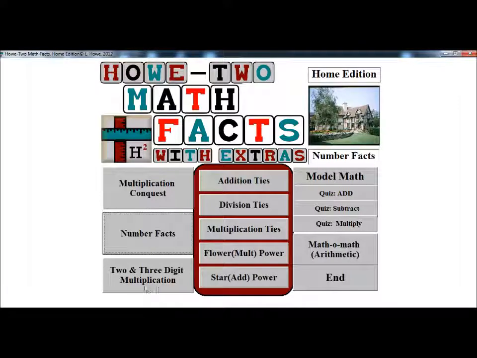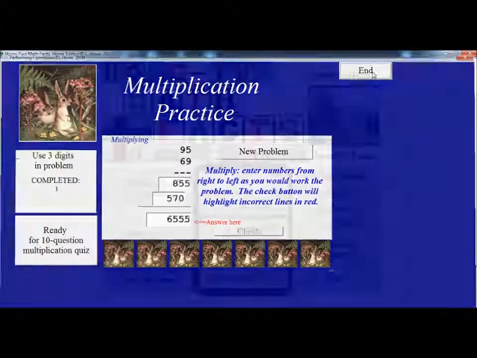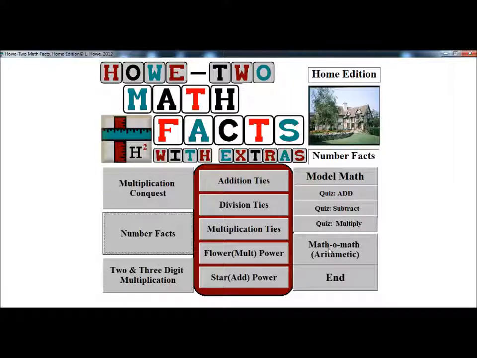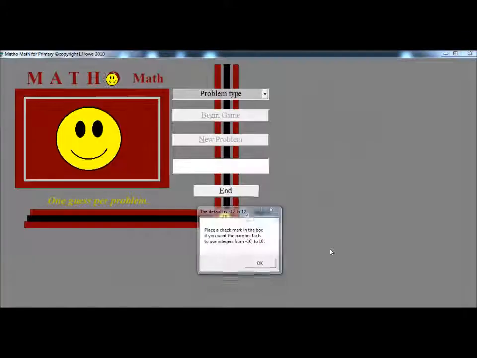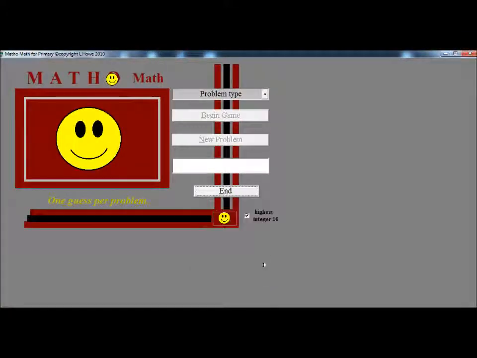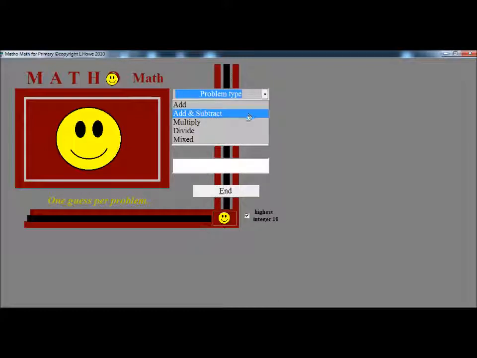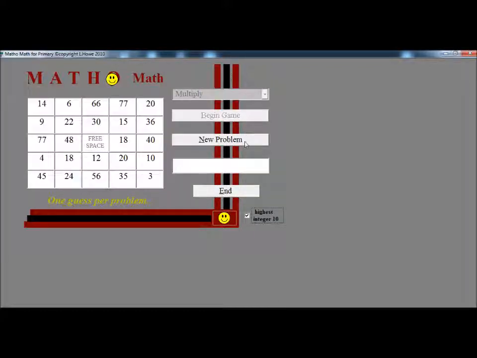That was number facts. This is 2 and 3 digit multiplication. Math is sort of like a bingo. And here again, the student can choose what they want to add, subtract, multiply, or divide, and begin the game. This is sometimes frustrating to students because the answer is not always there. 2 times 7 is 14. You can only get 1 click per problem. If you get it wrong, it keeps a counter, and if you click incorrectly 3 or 4 times, it'll remove the markers that you already have.